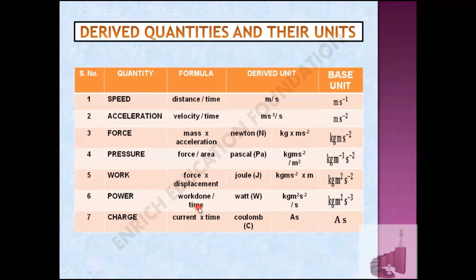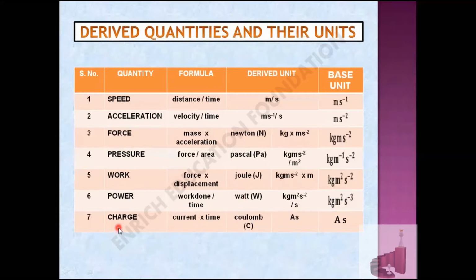Power is the rate of doing work, or work done by time taken. It can be given in watt, or for work done we have already found the unit kg m^2 s^-2, divided by, for time the unit is second. So we get it as kg m^2 s^-3.